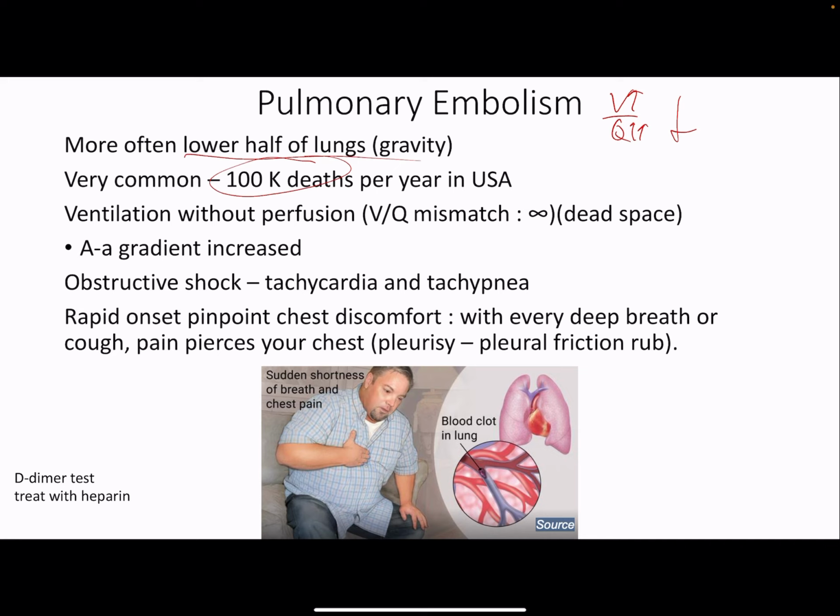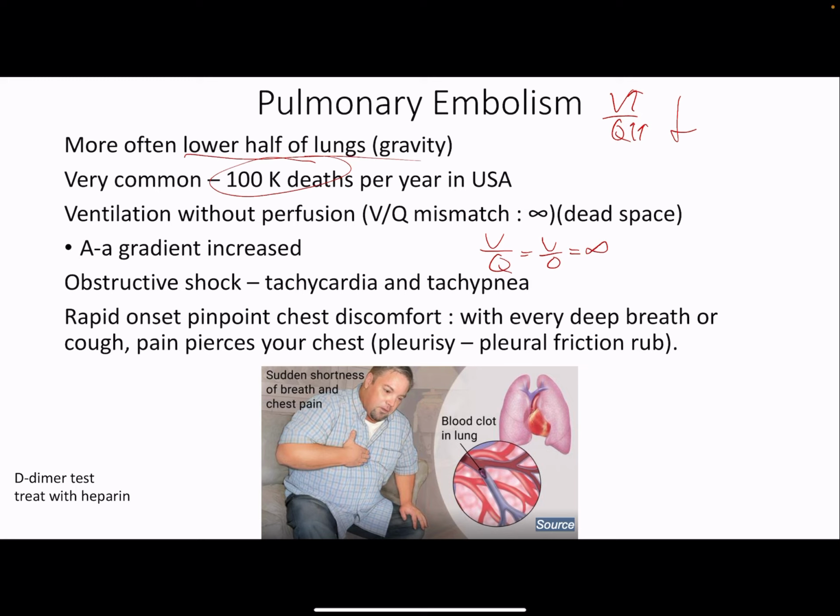So this can be defined as ventilation without perfusion. If I have some ventilation, but my flow is 0 with a pulmonary embolism, then anything over 0 is effectively infinite. This is a VQ ratio of infinity. This is known as the dead space. This increases the AA gradient. This can be considered a type of obstructive shock.